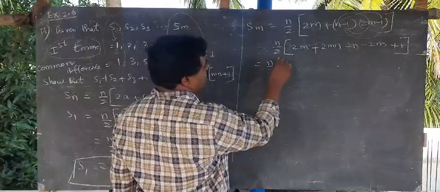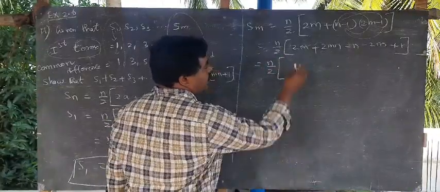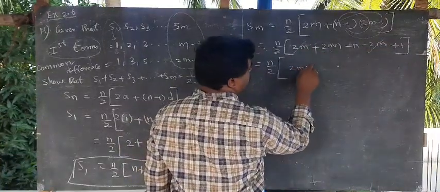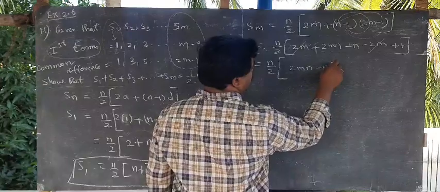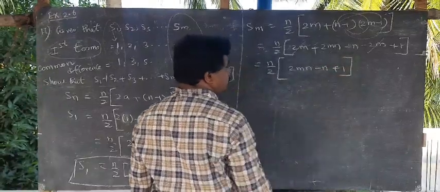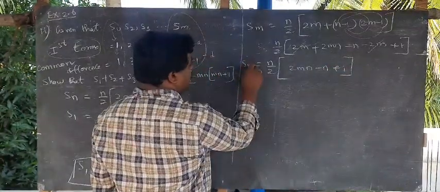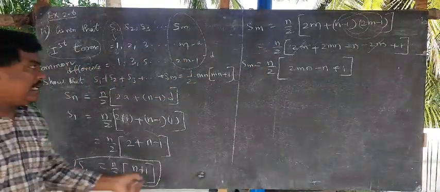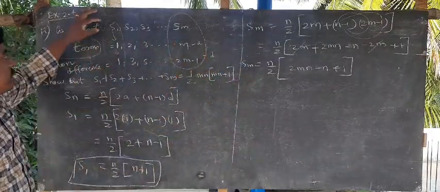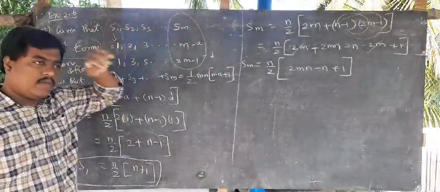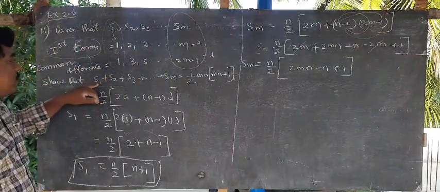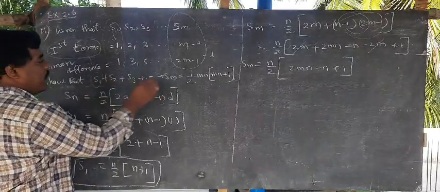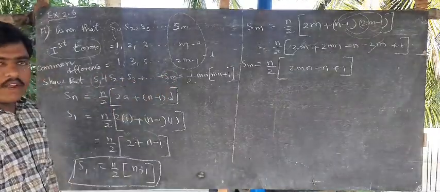This equal to n by 2, plus 2m minus 2m, 2mn minus n plus 1. This is Sm. So S1 is the first term, Sm is the last term. But we need to find what? S1 plus S2 plus S3 and so on, the series up to Sm we need. So first term and last term we add, then we get the answer.